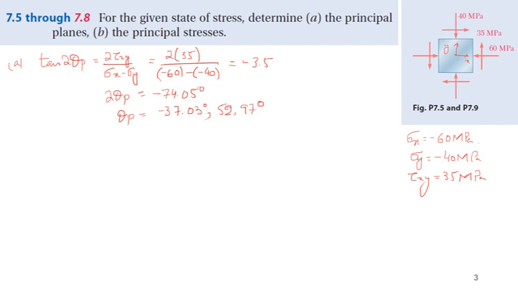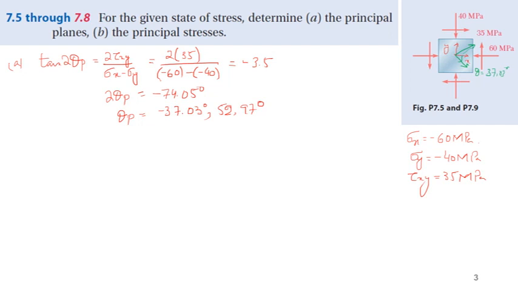If I rotate this in the clockwise direction, or if I find the state of stress after rotating in the clockwise direction, with theta equal to 37.03 degrees, over there we will have the principal planes. So the principal stresses will be on that location.